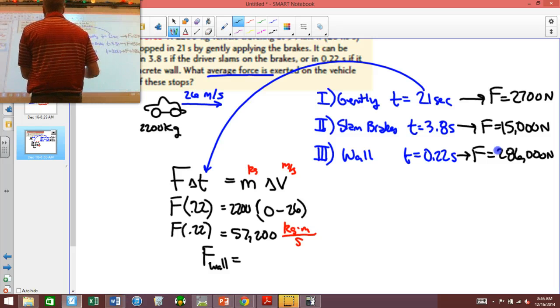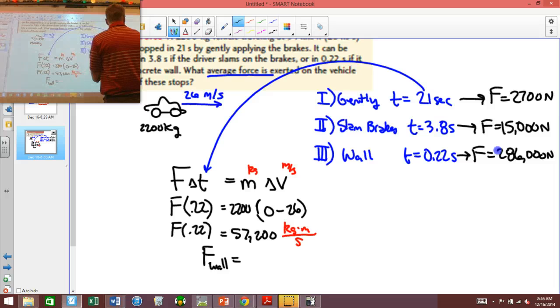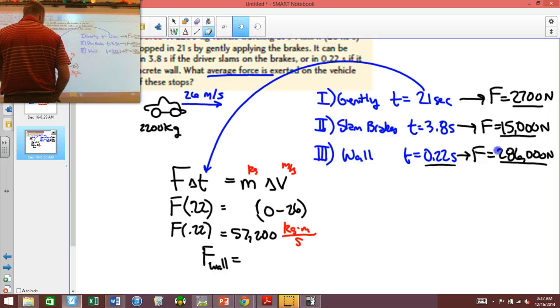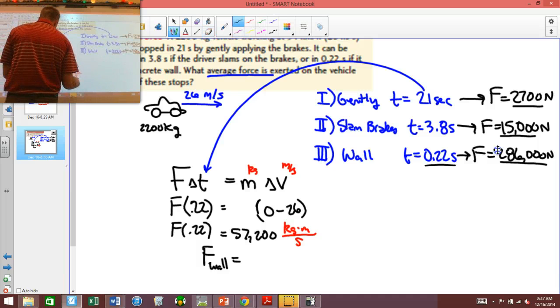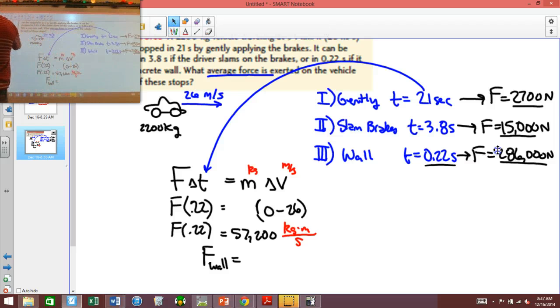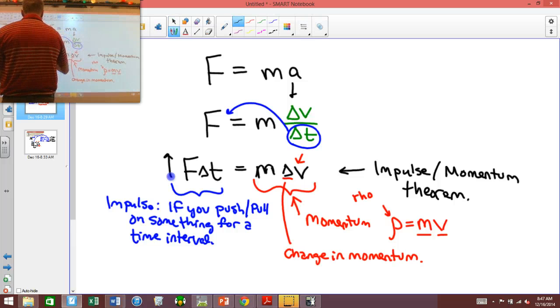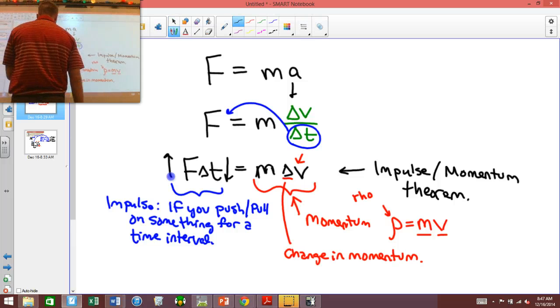So you can see you have an incredible amount of force being exerted the faster you want to stop something. And you could figure out how much force is on the human body too. Instead of putting 2200 in there, you'd put your mass, like as a person, something probably around, I don't know, like 100 kilograms, I don't know what your average person is. But that's the impulse momentum theorem, that bigger force, less time if you have the same change in momentum.